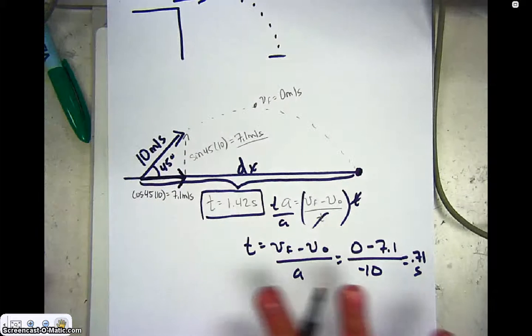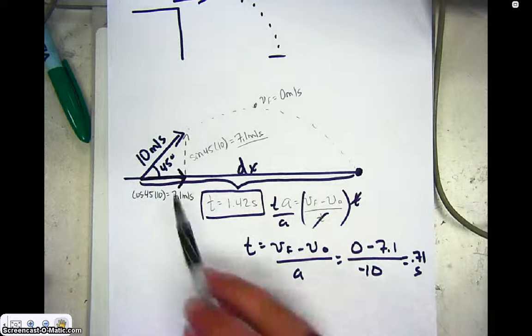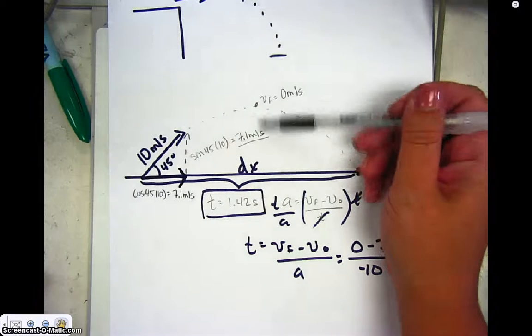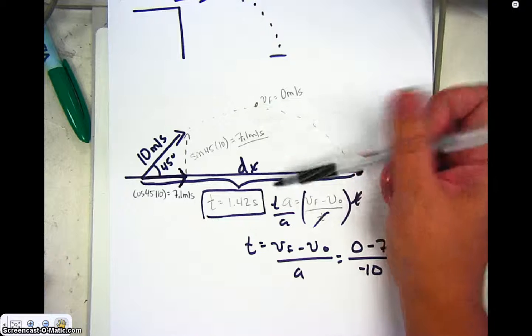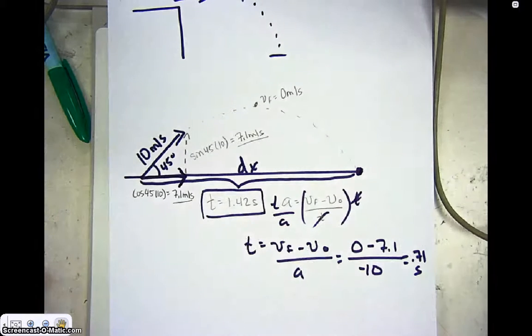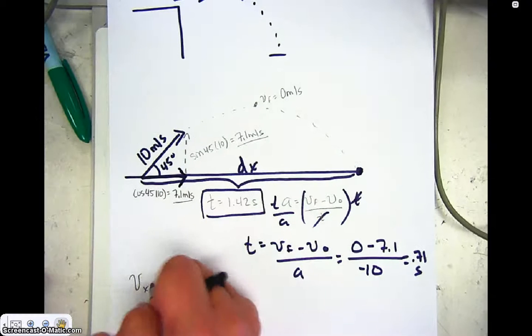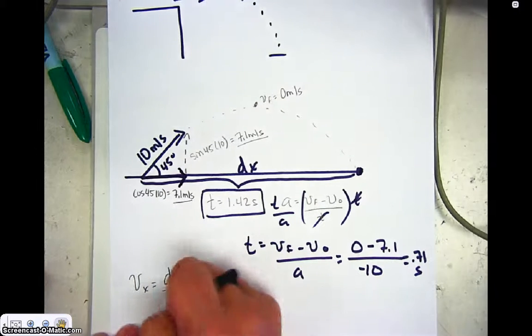Now just like in the horizontal projectile problems, the x direction doesn't have any sort of acceleration if we ignore wind resistance. Acceleration is only occurring in the y direction. So we can assume that it has a constant velocity in the x direction the entire time. Okay? So then all we need to do is take our vx equal to dx over t.